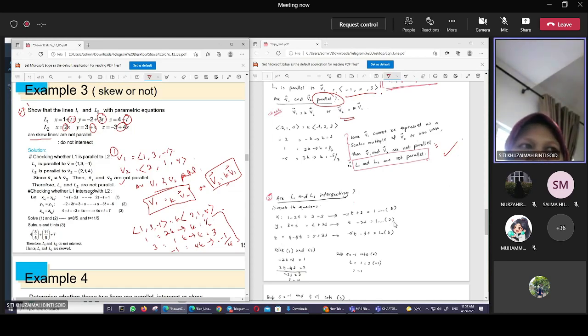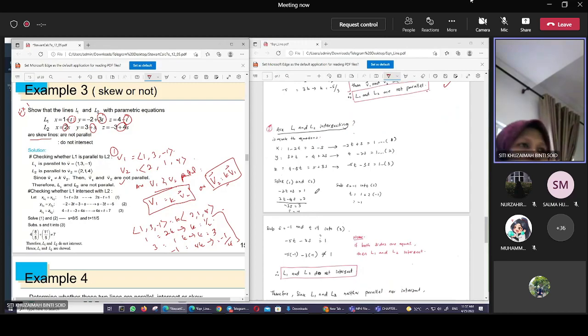Yes, can you hear my voice? Okay. Now we want to check whether lines L1 and L2 intersect. How do we check whether L1 and L2 intersect? Okay, are you with me? Yes.